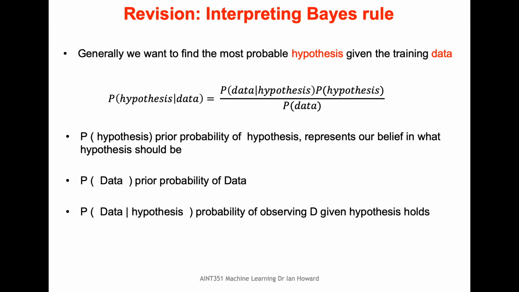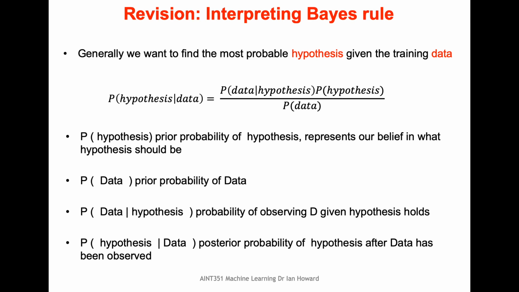Probability of data given the hypothesis is the probability of observing data. What is the probability of that data given that we've got the hypothesis? And probability of the hypothesis given the data, right? That's called the posterior probability of the hypothesis after we've also got the data.